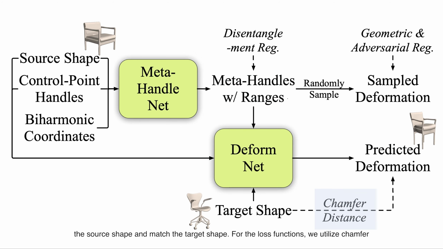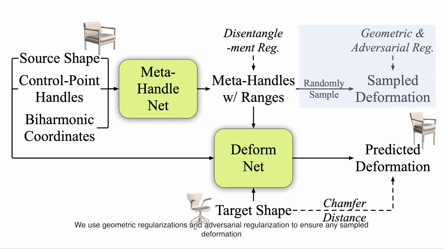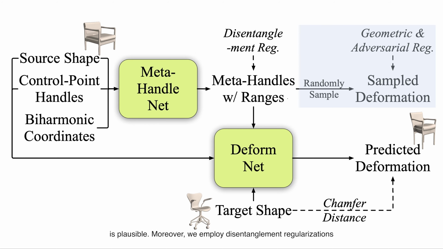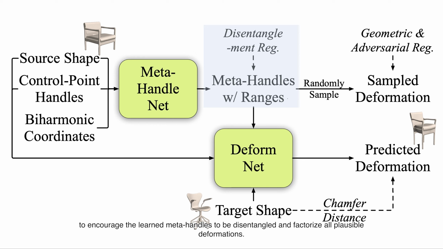For the loss functions, we utilize chamfer distance to encourage the deformed source shape to match the given target shape. We use geometric regularizations and adversarial regularization to ensure any sampled deformation is plausible. Moreover, we employ disentanglement regularizations to encourage the learned metahandles to be disentangled and factorize all plausible deformations.